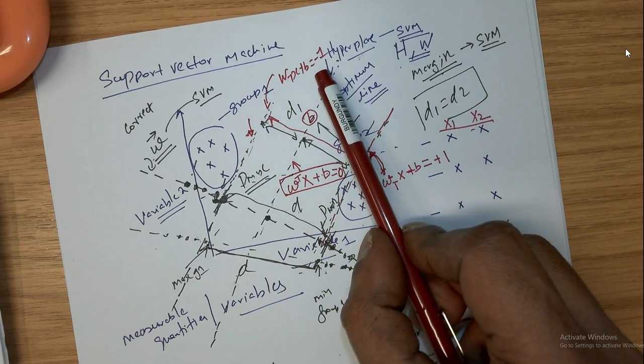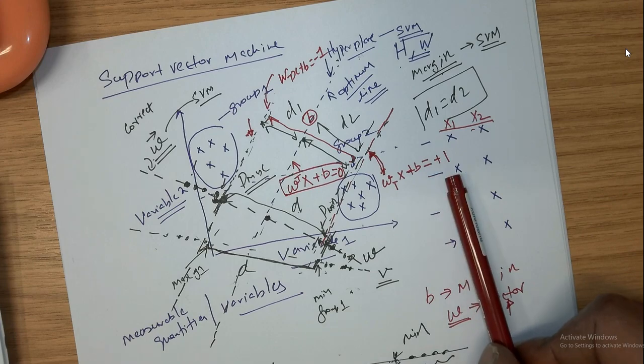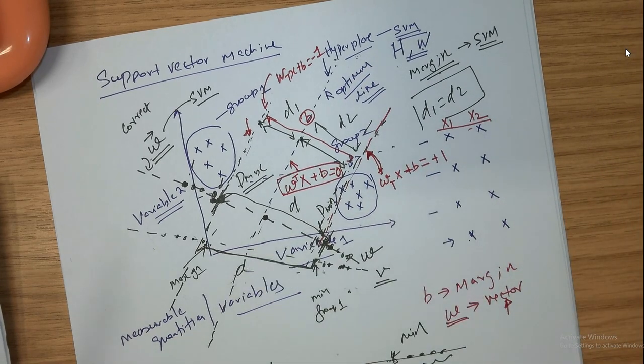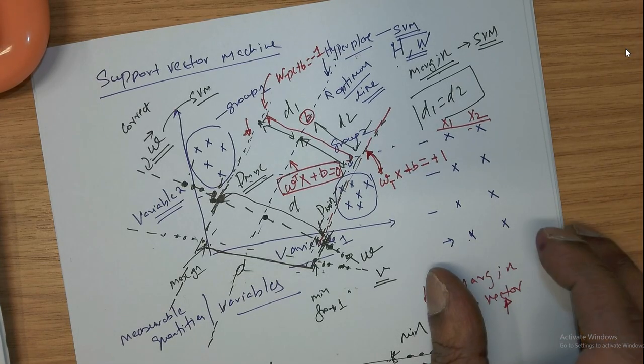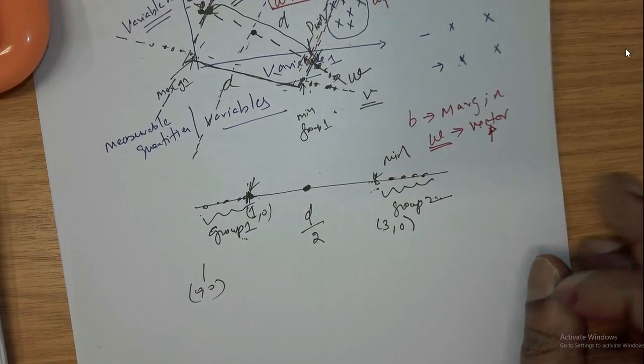Yeah, wtx plus b equal to -1 for one category, wtx plus b equal to +1 for the second category, and that's all. So what we will do now is try to solve a problem. Maybe before that I will shortly explain what this is.